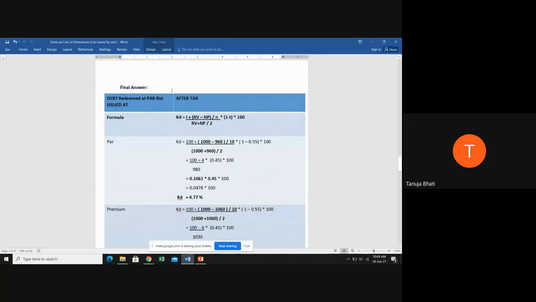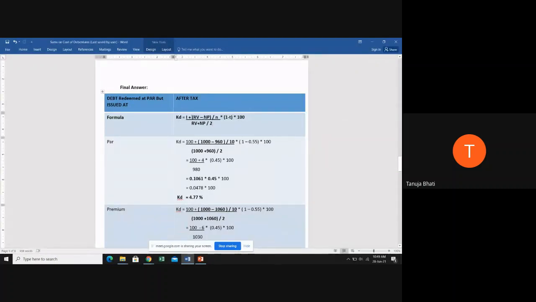So what is going to be our final answer? First of all, you need to write the formula, which is KD equals I plus RV minus NP divided by N, the whole divided by RV plus NP divided by 2, into 1 minus tax rate, and into 100. First solve the numerator, then solve the denominator, then divide the two. After that, multiply with 1 minus t, and the last step is to multiply the answer with 100.